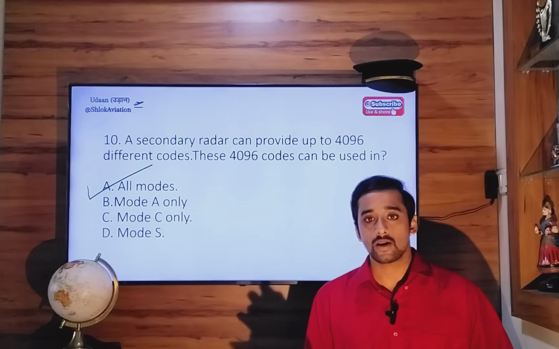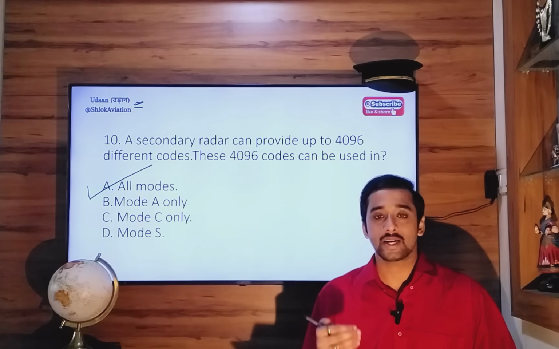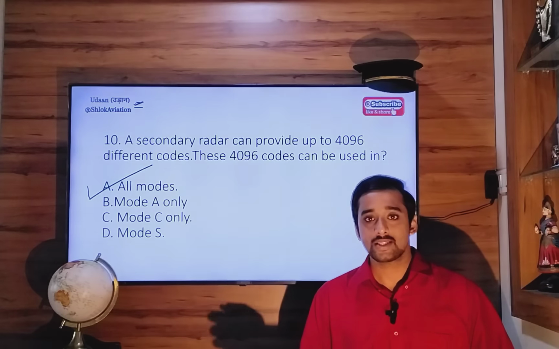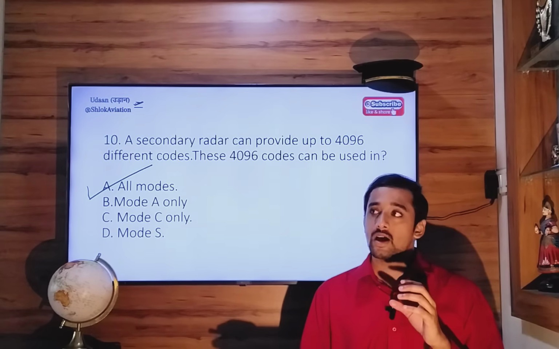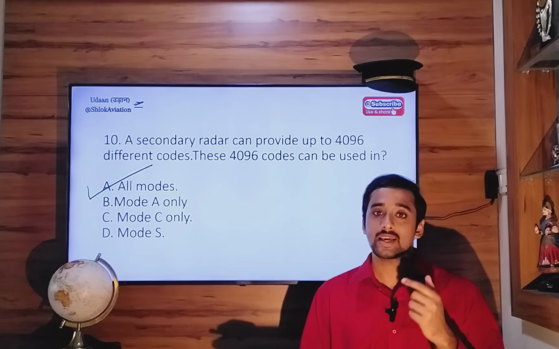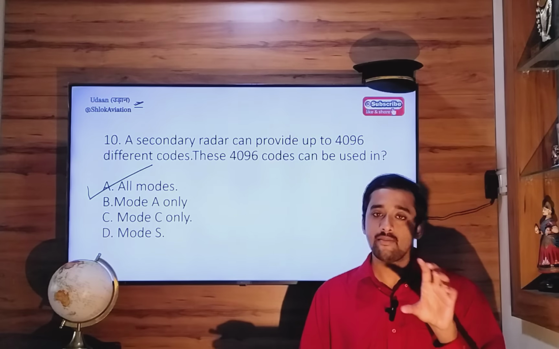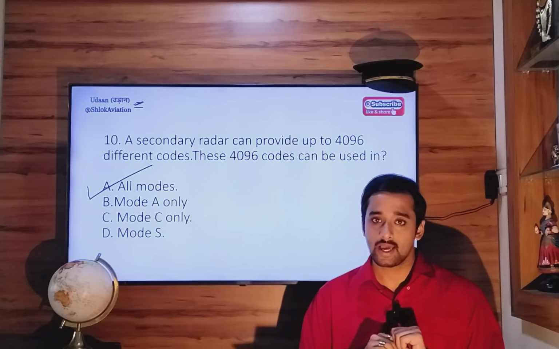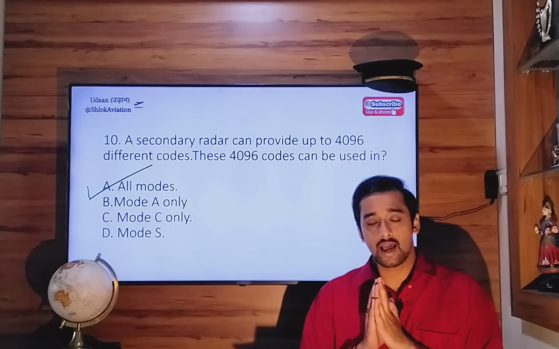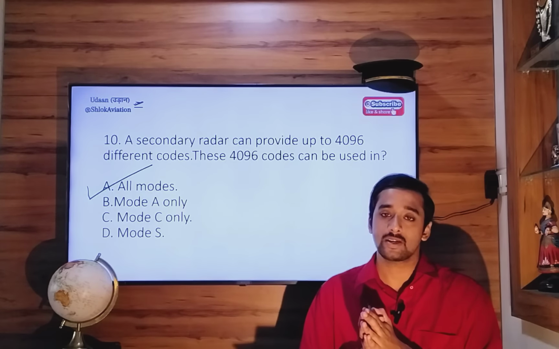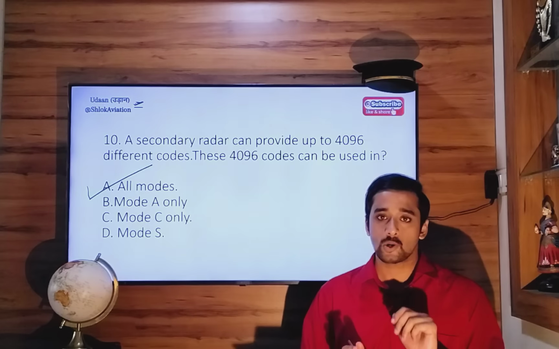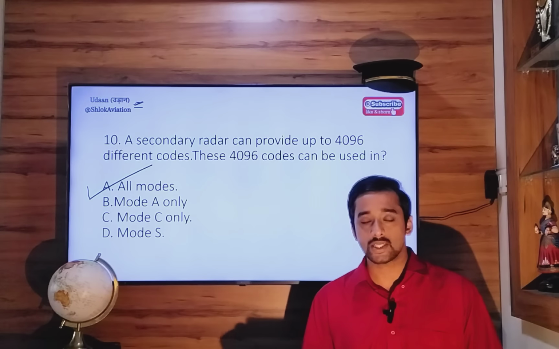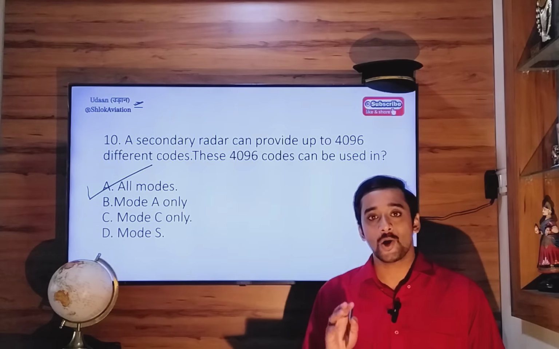Now mode S also accepts codes or interrogations coming from or meant for mode A and mode C. This has been done to have an easy transition from the mode A, mode C system to a new technologically advanced system of mode S. So mode S has the capability to accept the functions of mode A and mode C. So indirectly, all modes can use these 4096 codes and additional new codes belonging to mode S.